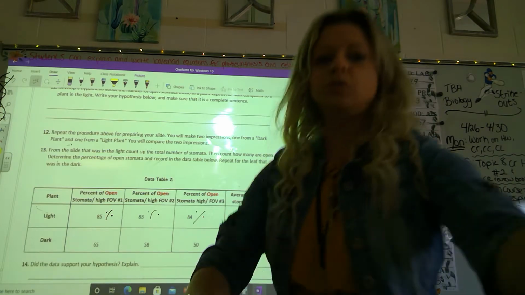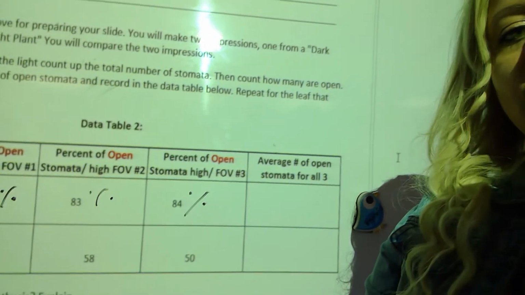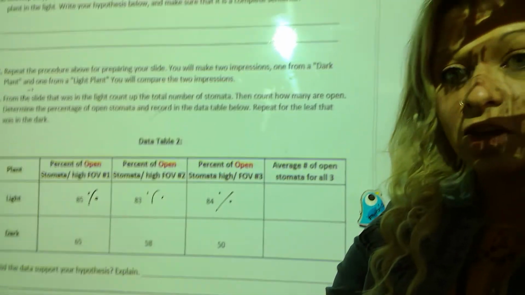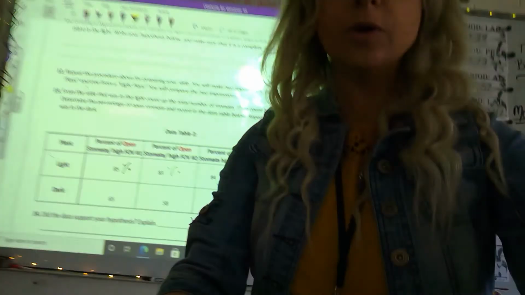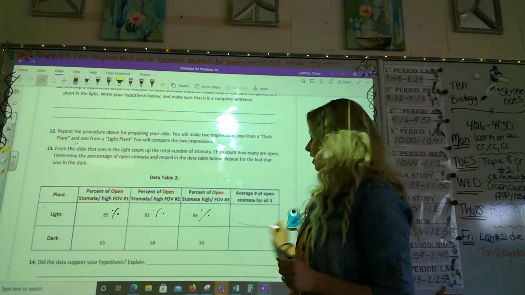So again, zooming in a little bit here so you can see my data table. Light, I got 85, 83, and 84. You then need to calculate an average, so you do have to do a little bit of work for this lab. I'm giving you the data, and then you need to calculate my average here.